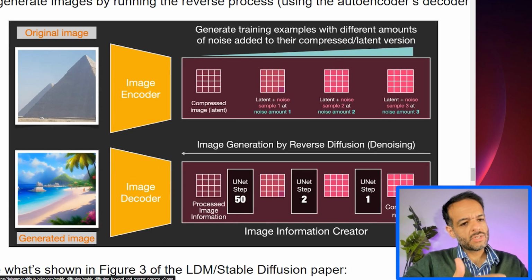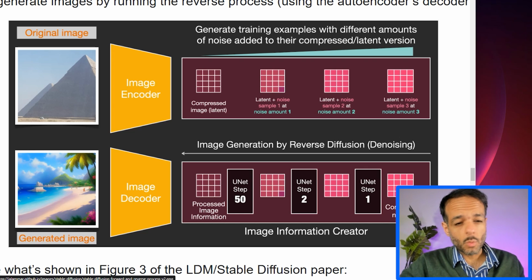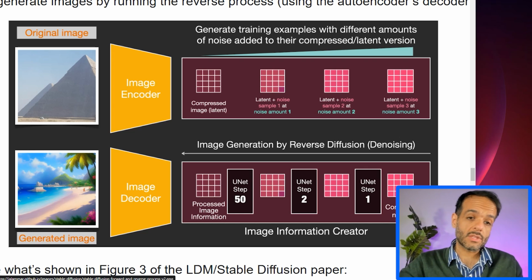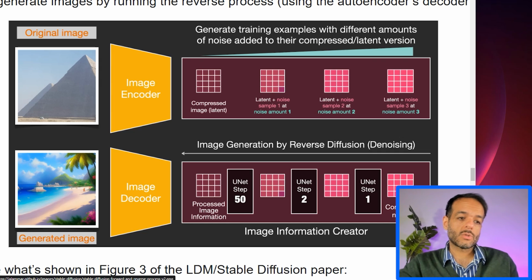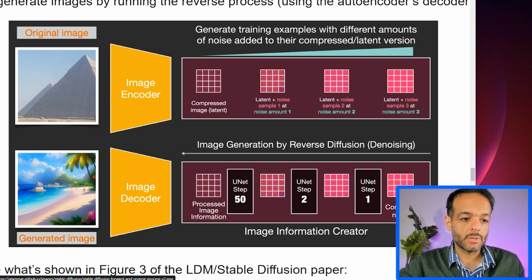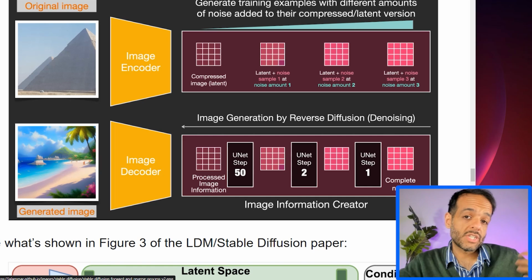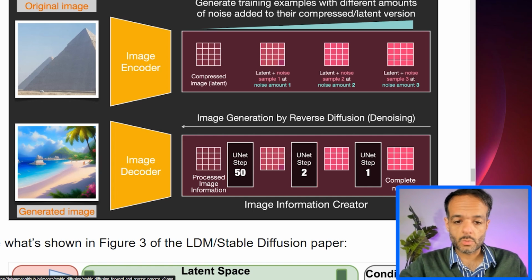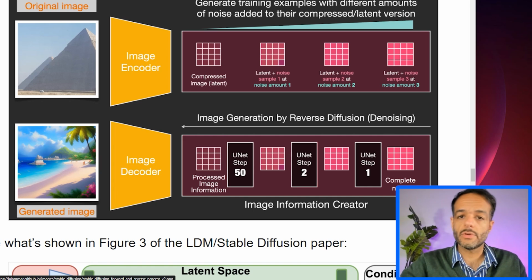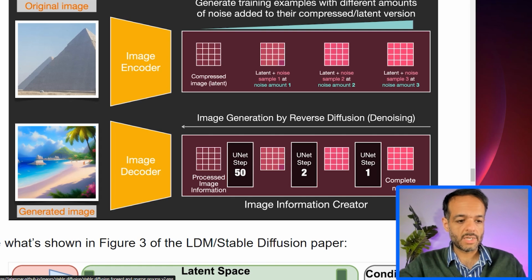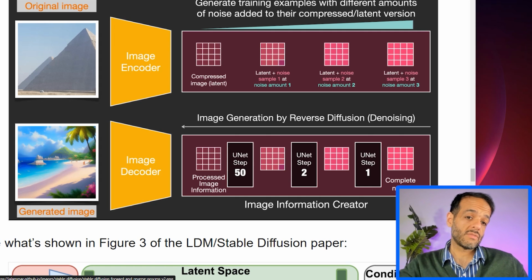This is an image that's important if you want to read the paper. At the top here is more about how the training process is done. We have an original image, we encode it, and then we can generate examples from the various compressed latent versions of that image, with different amounts of noise applied to them. Then when we're generating an image, we start with complete noise, we denoise it for a number of steps, and then we pass that final processed image information array to the image decoder, and that generates the final image.